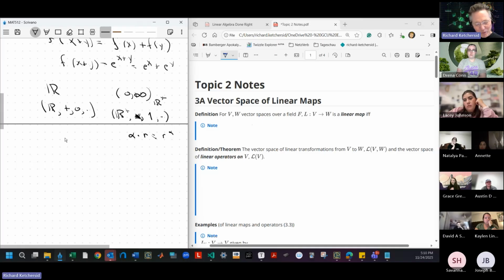So is this a vector space? What do I need to check? Let's just check a couple of things. If this is supposed to be a vector space, what do I have to check? What is something I have to check? Scalar multiplication. So what do I need to check? There are these nine axioms, and we don't want to check them all. Just give me a couple.